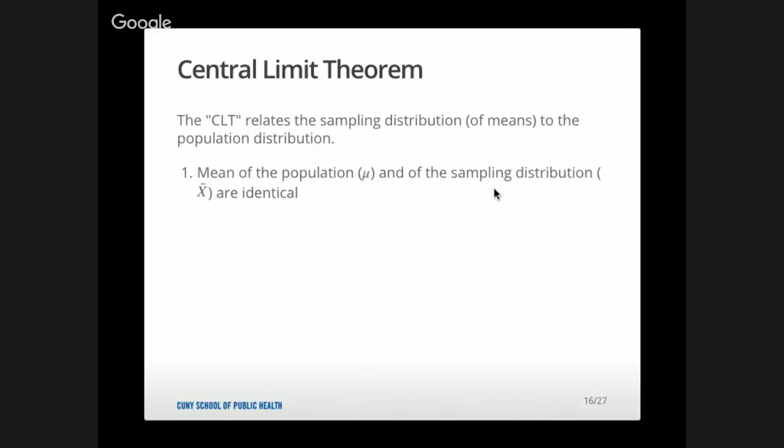And of course, we're talking about the sampling distribution here. So if you take just a single sample or you take a handful of samples, the means will not be identical. There will be some random differences between them. But if you build a sampling distribution from a very large number of samples, the means will asymptotically become identical.